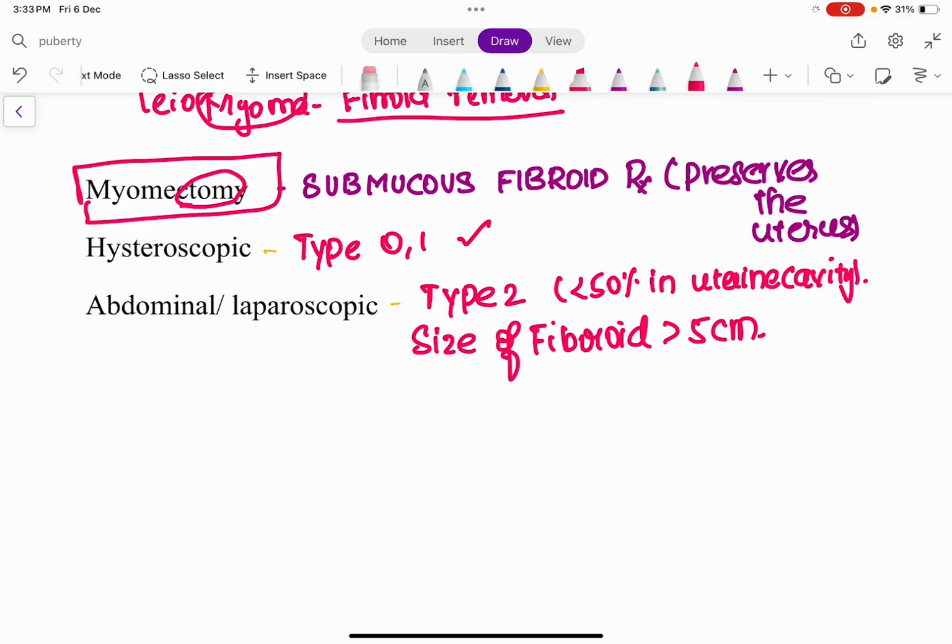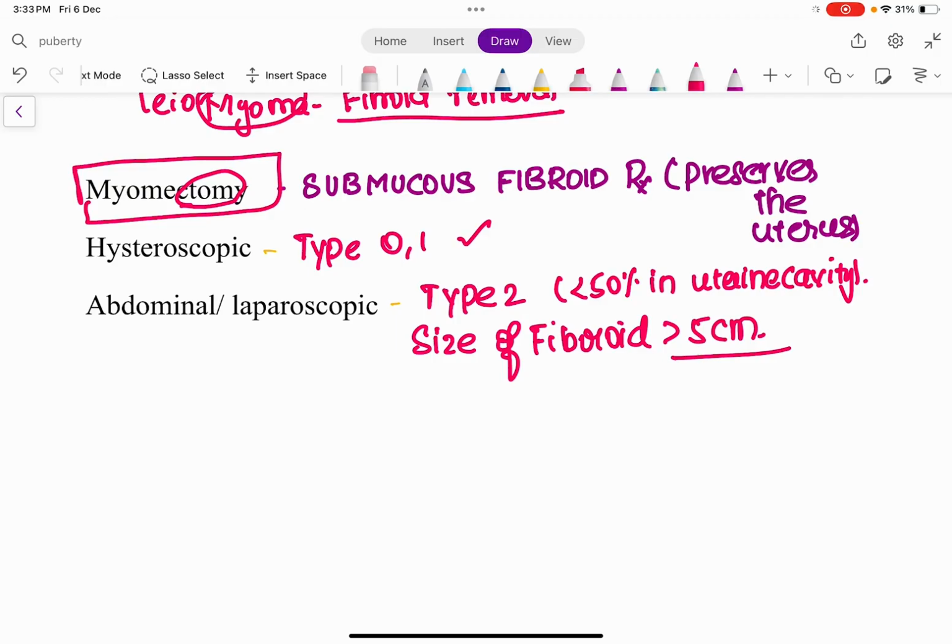At the same time, any type of submucous fibroid which is more than 5 centimeter, since it is increased in size, you have to do an abdominal or laparoscopic myomectomy approach. You cannot remove a fibroid which is more than 5 centimeter through hysteroscopy. So for that case, you have to remove it by the abdominal or laparoscopic route. We'll be discussing all about myomectomy in a separate module, but as of now, as a general discussion, we have learned the steps of management, the first line, second line and third line management, followed by this myomectomy.